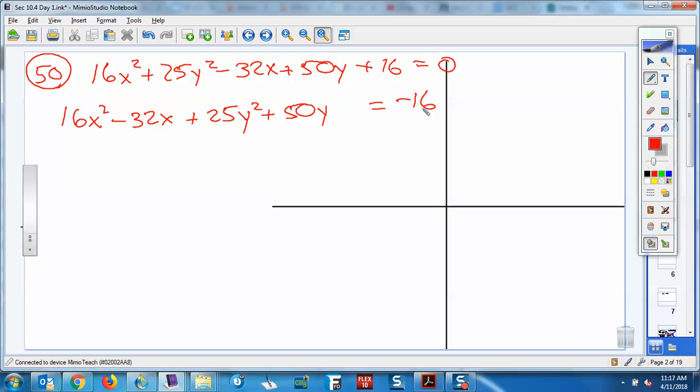Okay, so anyway, back to this. We put the 16 over on the other side, don't need it. We're going to do what with these numbers here in front, the 16? We're going to factor it out.